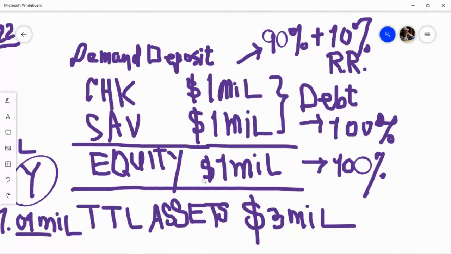That's what incentivizes them to make loans. This $1 million in equity, they have no problem lending 100%, right? Because it's their own money. Whether they lose it or make a profit out of it, it's their own responsibility. It's the owner's money. They don't owe it to anybody. Even if they lose it, you don't have any obligation to anyone. So they can loan out 100% of this.